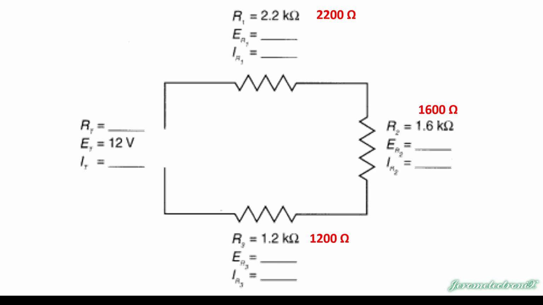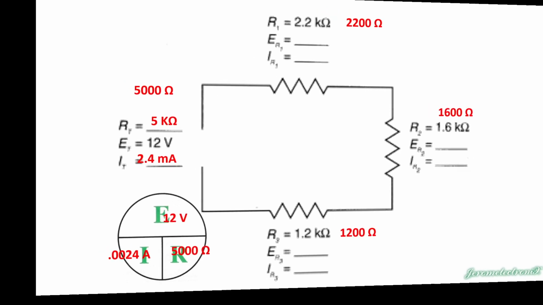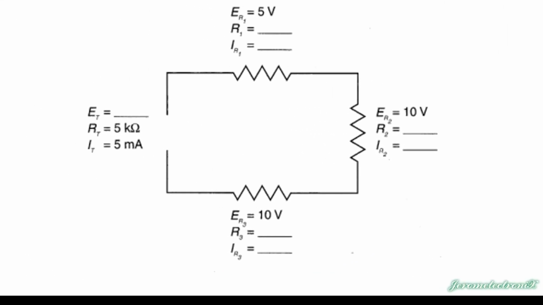It's 22, 16, 1200. If we add all of those up, we're going to get 5,000 ohms. And 5,000, we put that in the circle, 12 volts divided by 5,000 ohms is 0.0024 amps, which is the same thing as 2.4 milliamps. Here's another one, thankfully. Okay, what are we going to do with this thing?